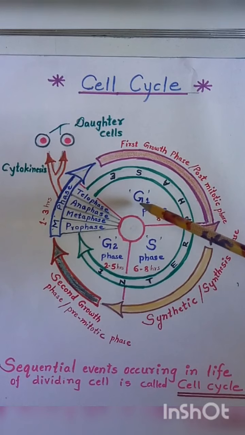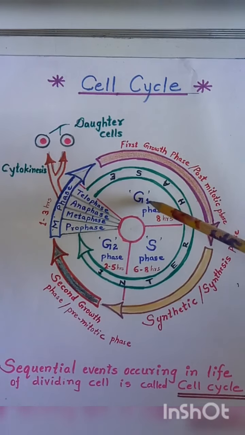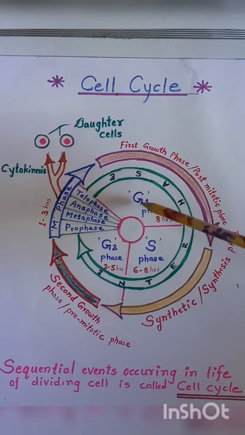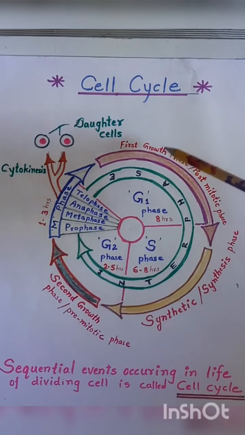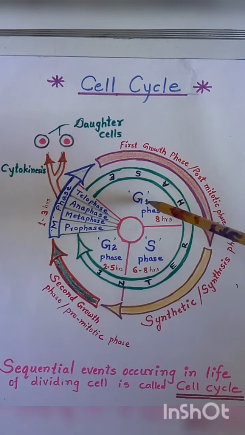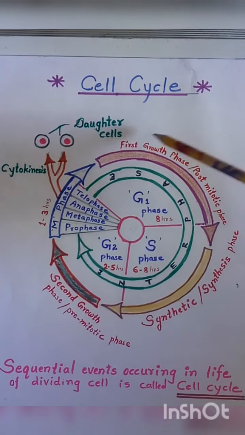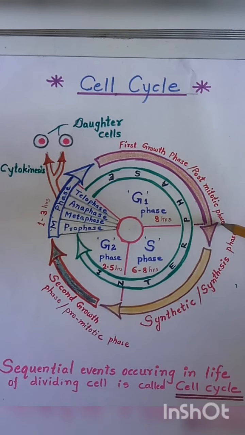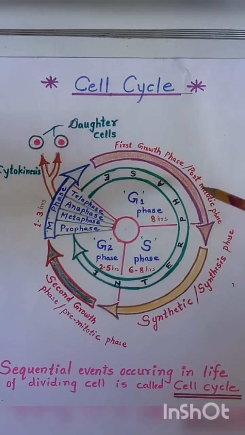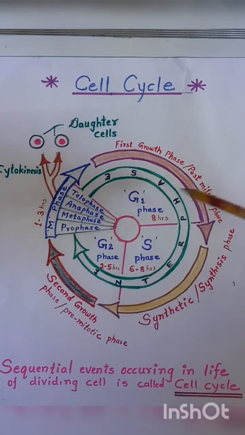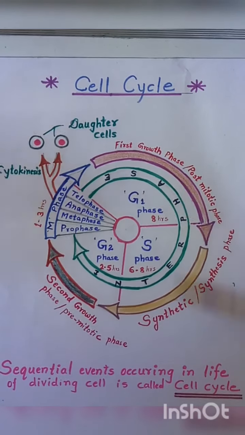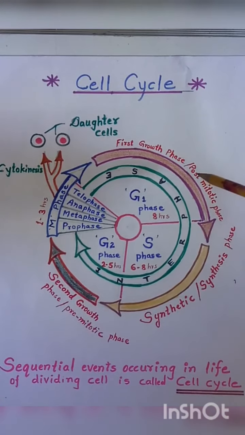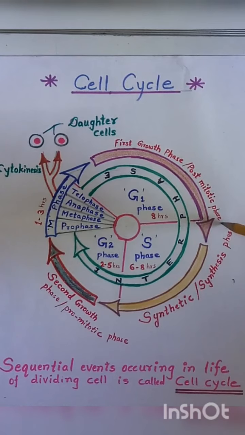Now the first phase, that is G1 phase. This 1 represents first, and G represents growth. So G1 phase is also called first growth phase or post mitotic phase. Now why is it called post mitotic phase? Because G1 phase takes place after the M phase. Therefore it is called post mitotic phase.